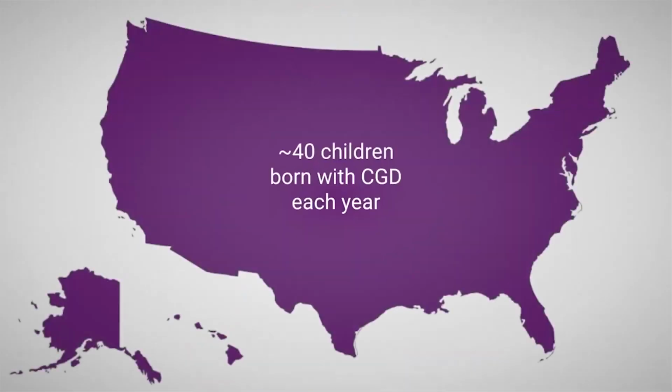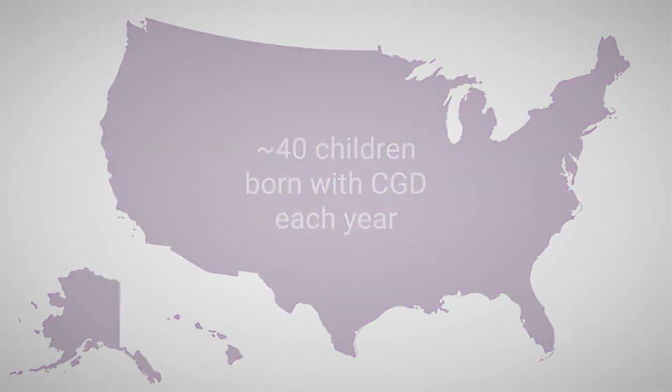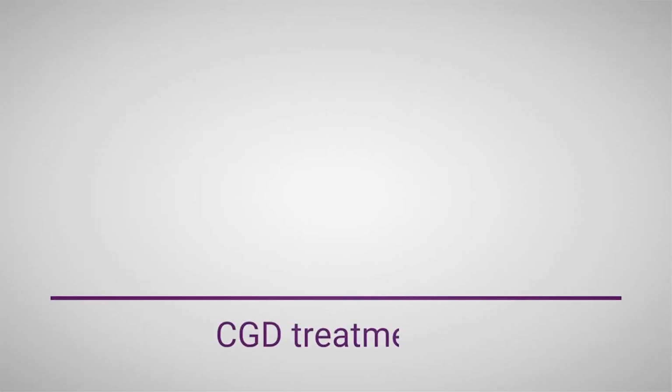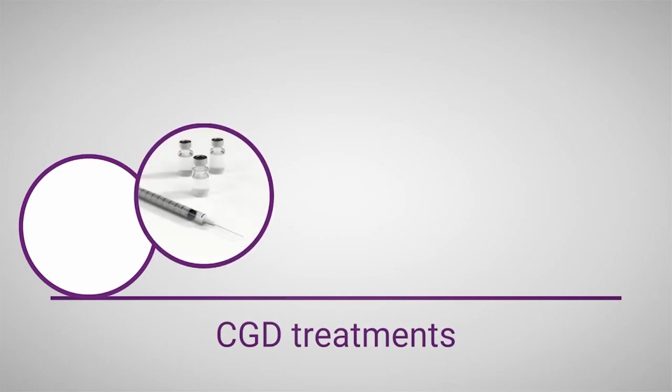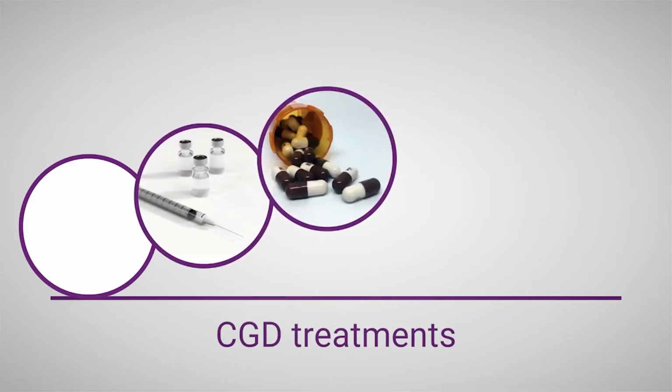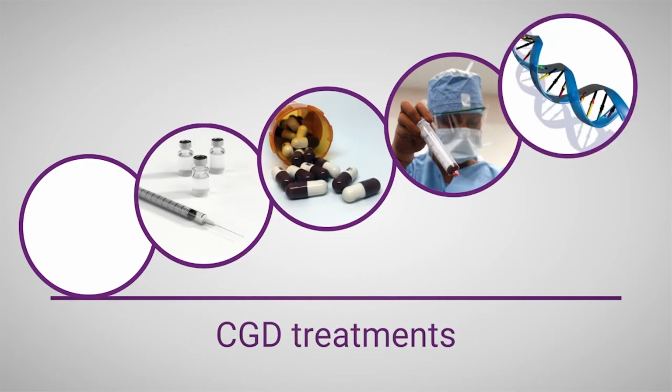There are about 40 people with chronic granulomatous disease born each year in the United States. When I started as a young doctor, this disease was called fatal granulomatous disease of childhood because there was no treatment. And over the last 40 years, the treatment has grown from nothing to the use of immune stimulants, to the use of prophylactic antibiotics, to bone marrow transplantation, to looking into the future gene therapy.